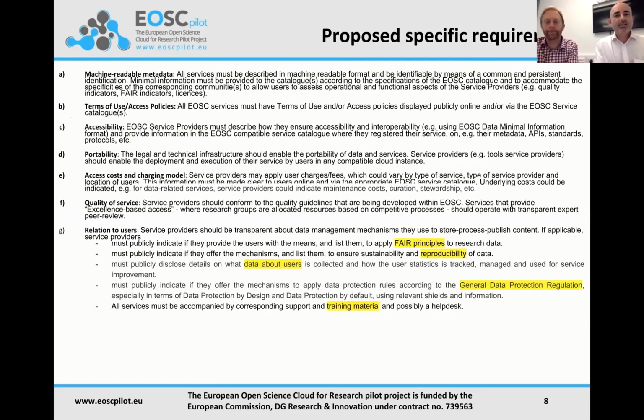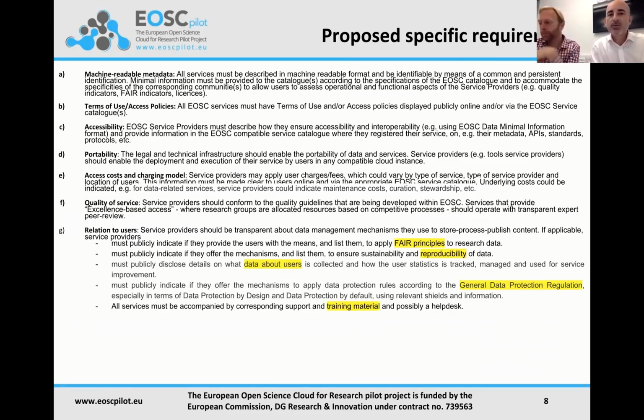So with these requirements in mind, we have proposed 7 specific requirements that can be added to the main rule of participation, depending on the context and depending on the scientific domain that we are looking at. The first specificity is to use machine-readable metadata. All services must be described in a machine-readable format and be identifiable by means of a common and persistent identification.